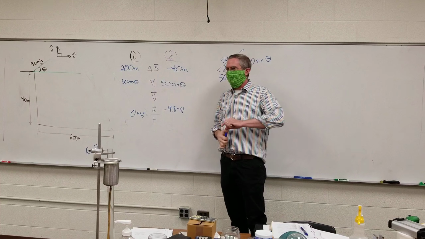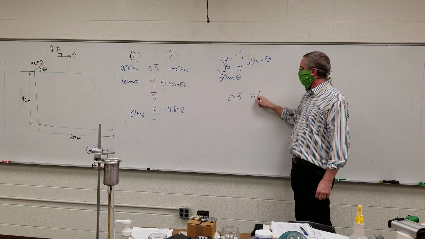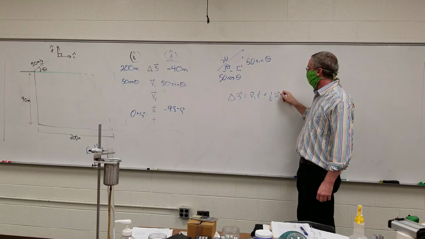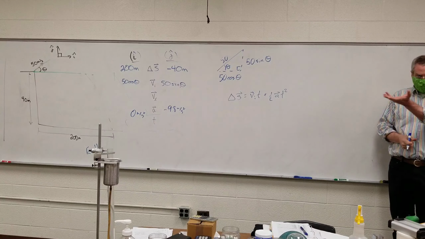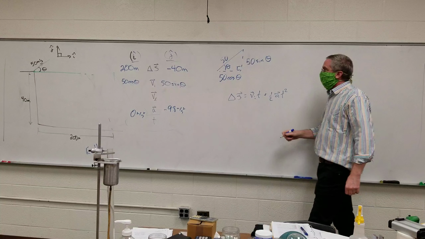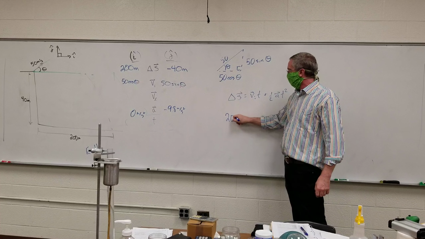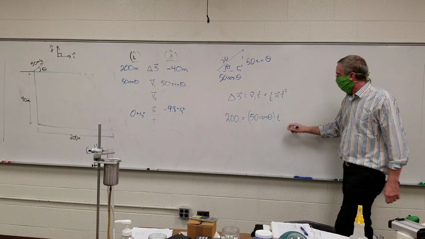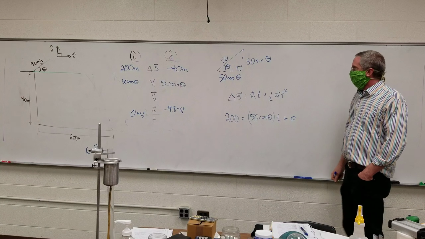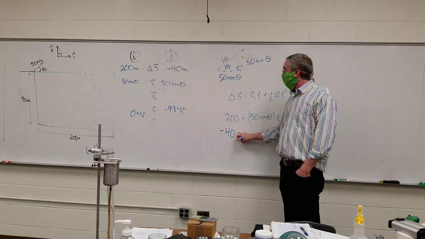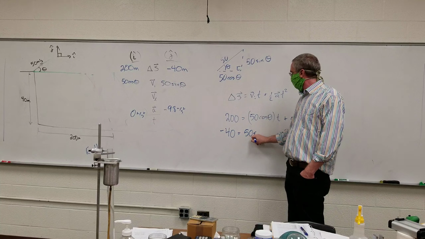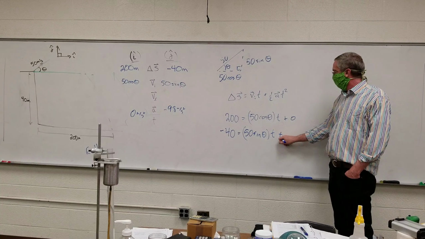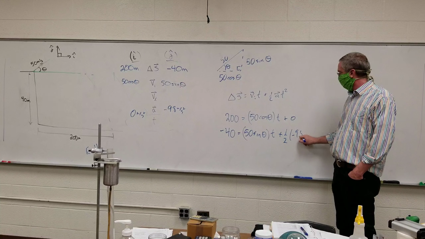We're going to use the same base equation here. We're going to use delta S is equal to v_i t plus 1/2 a t squared. We're going to plug in the horizontal for one of our equations, and vertical for the other. So I have 200 equals 50 cosine theta times time plus 0. And then I have negative 40 is equal to 50 sine theta times time plus 1/2 negative 9.8 times t squared.